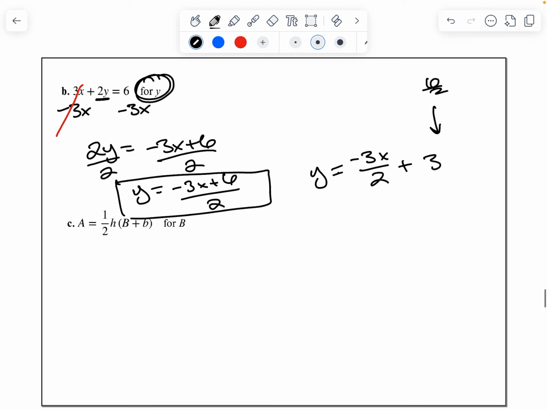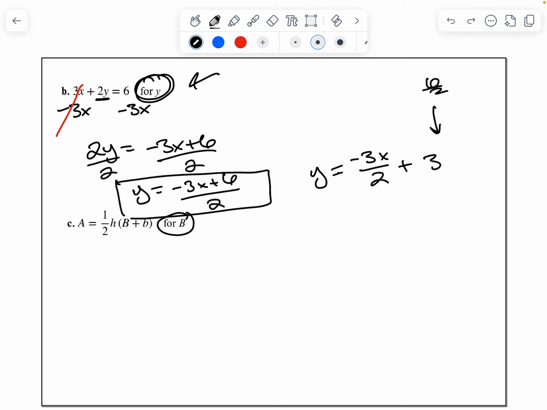Let's try another one. You notice all these are geometry, right? That's the equation of a line. The last one was distance, rate times time, physics. This one, area equals 1/2 height times big B plus little b. This is the area of a trapezoid. Let's see if we can solve this. It says for capital B. Notice it has a capital and a lowercase b. Those are two different things. We're trying to solve that for capital B.